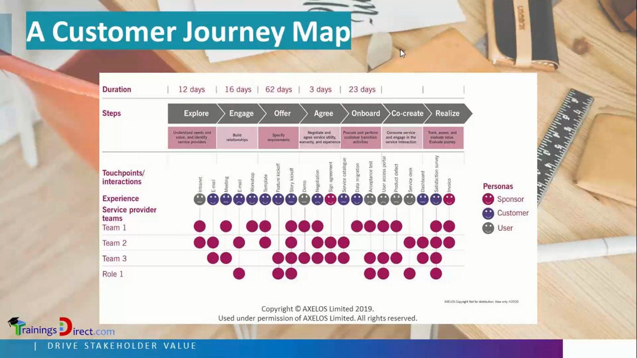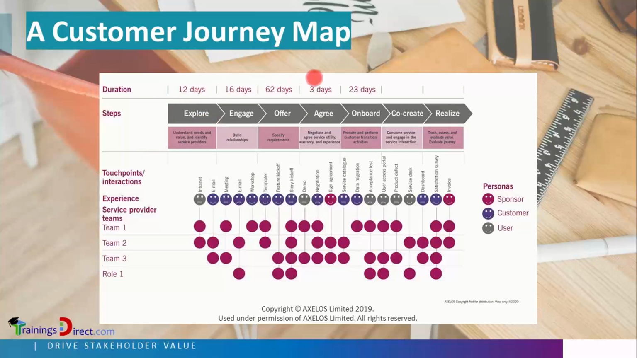So this is finally the customer journey map. Please take a while to see this map. If you see this, as we have seen briefly, there are these 7 steps in the customer journey: explore, engage, offer, agree, onboard, co-create, and realize. Once we finish this section, we are going into deep into each one of these: explore, engage, etc. Right now, we can ignore what is written here. These are the purposes of these 7 steps, which we will anyway cover.